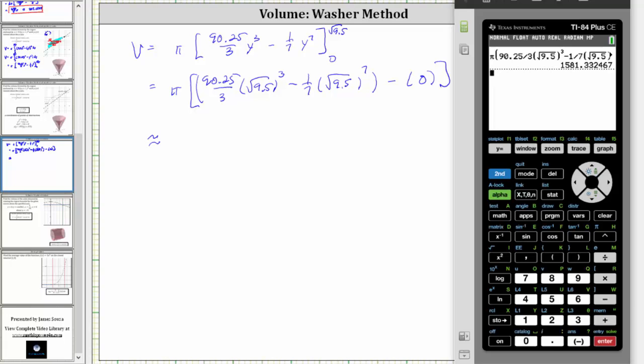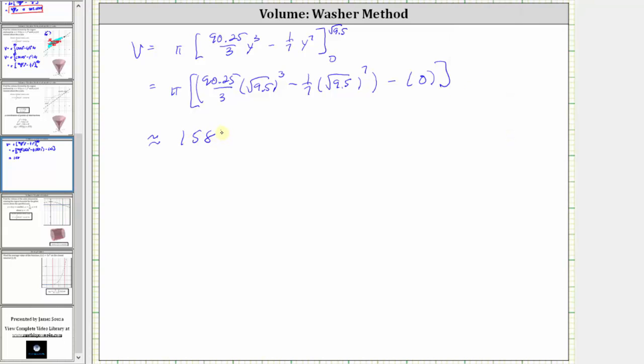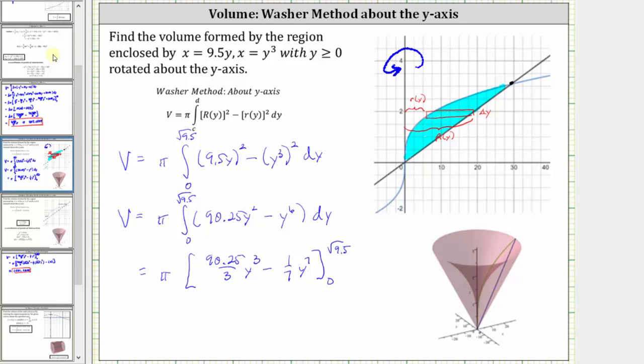To 4 decimal places, we have 1,581.3325, which does give us the volume of the solid if the region shown here is rotated about the y-axis.